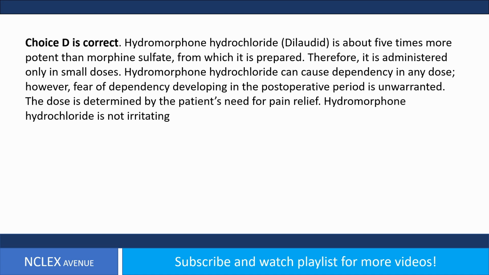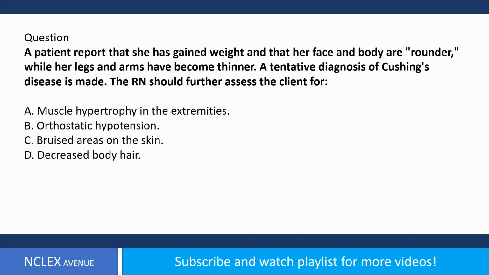Question. A patient reports that she has gained weight and that her face and body are rounder, while her legs and arms have become thinner. A tentative diagnosis of Cushing's disease is made. The RN should further assess the client for A. Muscle hypertrophy in the extremities. B. Orthostatic hypotension. C. Bruised areas on the skin. D. Decreased body hair. Answer.